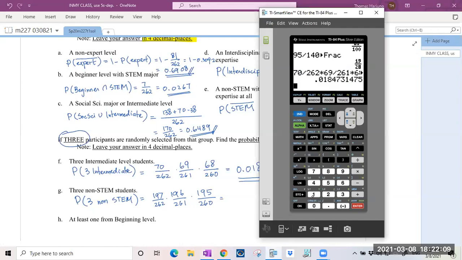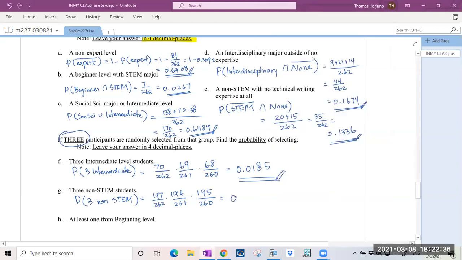Then we calculate using our calculator. You punch all of them at once. So that's the first fraction multiplied by the second fraction multiplied by the third fraction. 0.42348, so 0.4235.